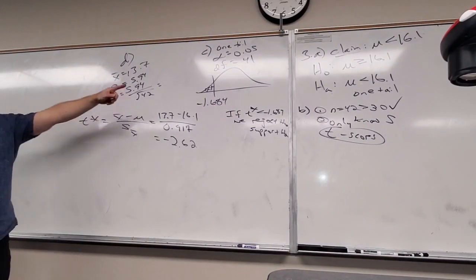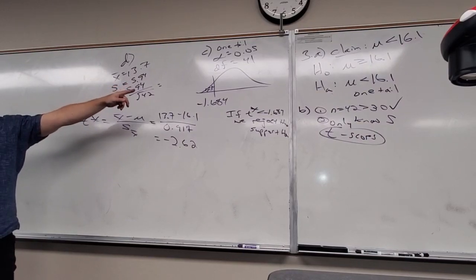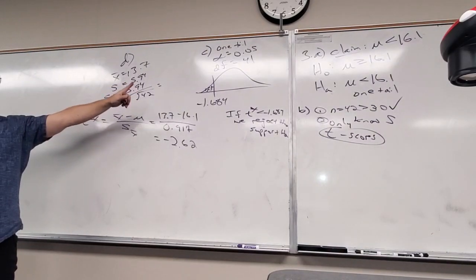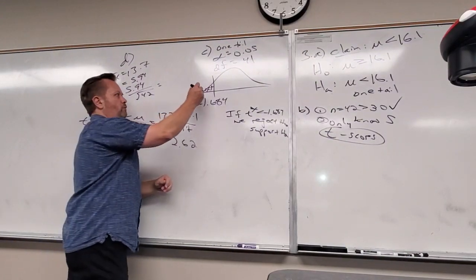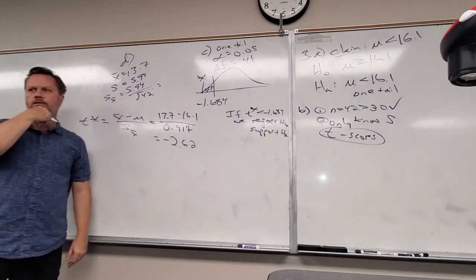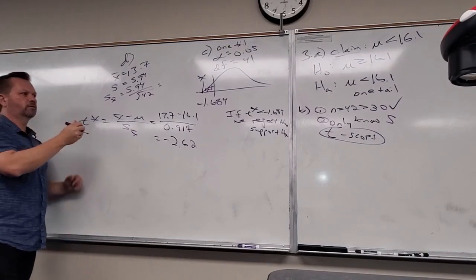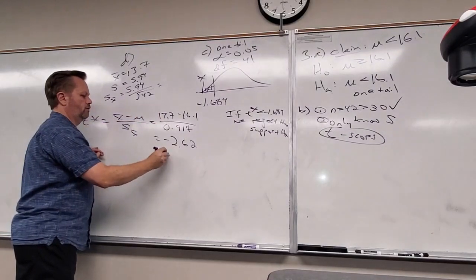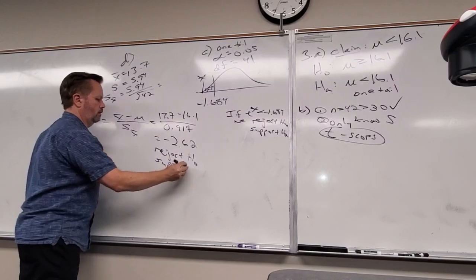Right. So right now, can you tell, did we reject the null or not? We got way in there, didn't we? Negative 2.62 beats this guy. Easy. So that means we can reject the null, or support the claim.